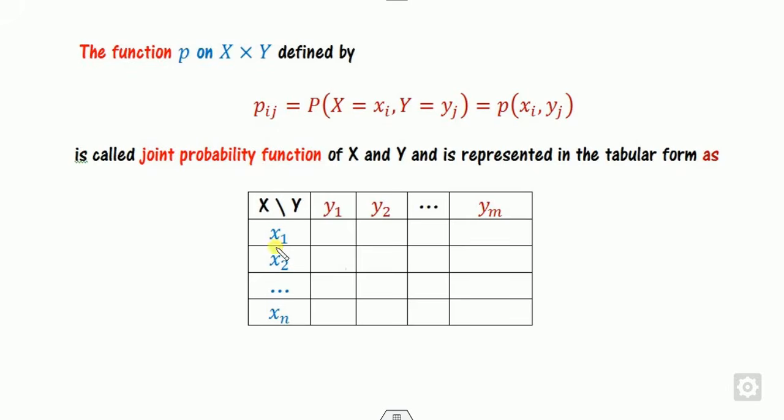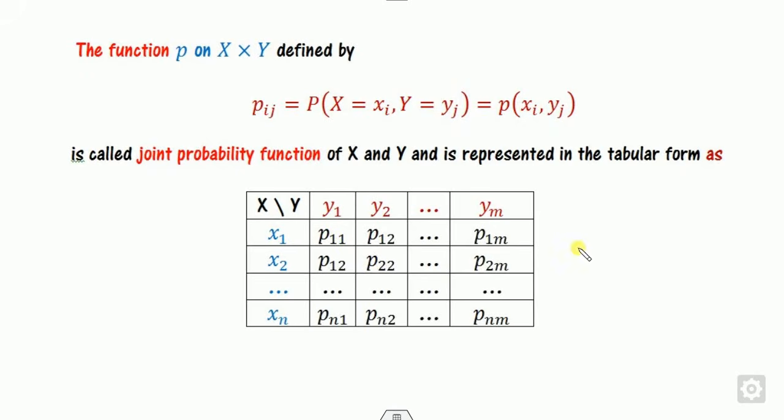The function p defined in this way is called the joint probability function. Look at that, these are my random variable x values x1 to xn, these are the y values, and this value corresponds to x1, y1. The meaning of this is the probability when x is x1 and y is y1. According to this definition, this is my p11. Similarly, we can define it for the others. Since this function depends on x and y, we can also write it as p(x,y). This is the function which depends upon both random variables x and y.